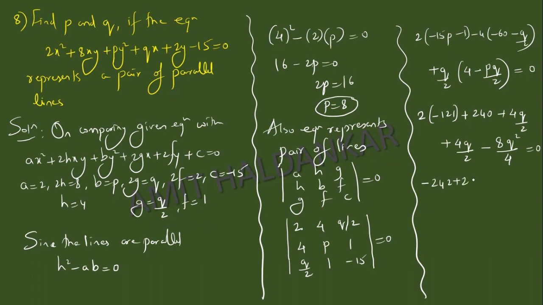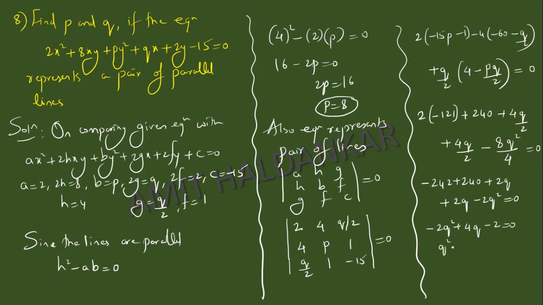plus 2 4 0 plus 2q plus 2q minus 2q square is equal to 0. So this is minus 2q square plus 4q minus 2 is equal to 0.